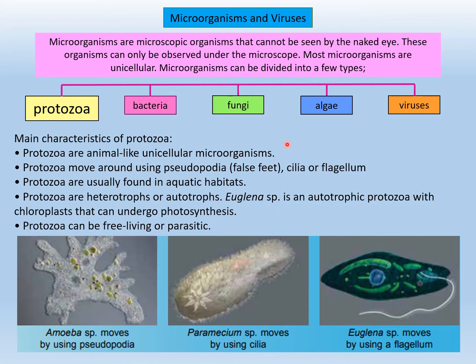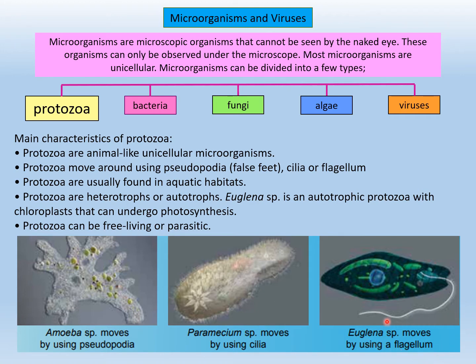Protozoa. Main characteristics of protozoa. Protozoa are animal-like unicellular organisms. Protozoa move around using pseudopodia, cilia, or flagella. This is amoeba, moved by using pseudopodia. This is paramecium, moved by using cilia. Cilia are hair-like structures that extend from the cell body. And this is euglena, moved by using flagella.